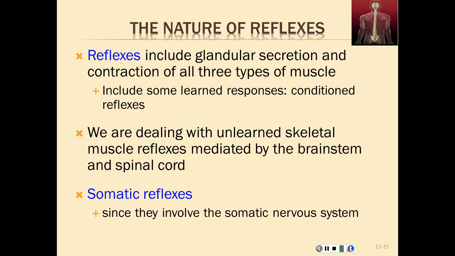Now, reflexes include glandular secretions and contractions of all 3 types of muscles. Now, they include some learned responses, which are conditioned reflexes. Now, some reflexes are unlearned skeletal muscle reflexes mediated by the brain stem and the spinal cord that involve the somatic nervous system. Now, a somatic reflex employs a reflex arc that involves the following pathway.